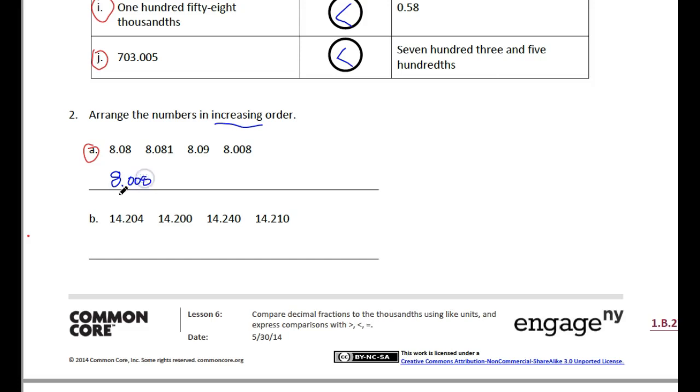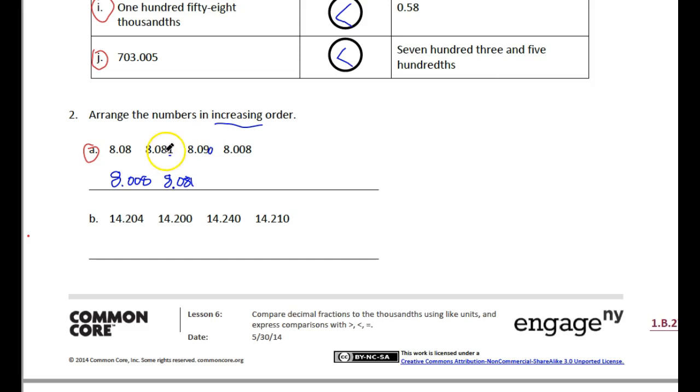8.008, which means 8 and 8 thousandths. Now we go one very slightly bigger right here. So this is the next biggest because it's 81 thousandths. This is only 8 thousandths. This is 81 thousandths. 8.010, 8 hundredths, 1 thousandth. And then if you look at this one right here, we can put a 0 here.